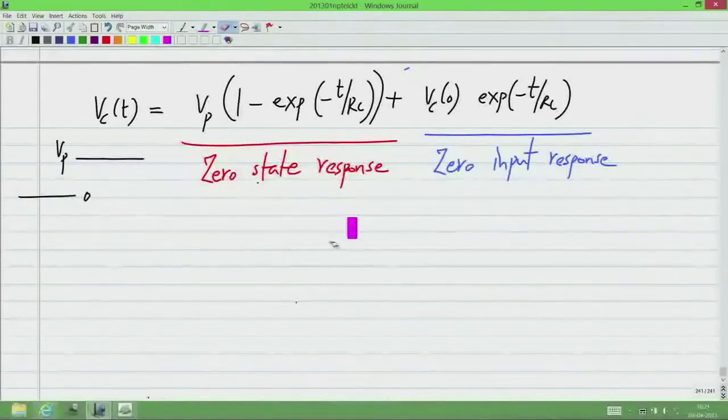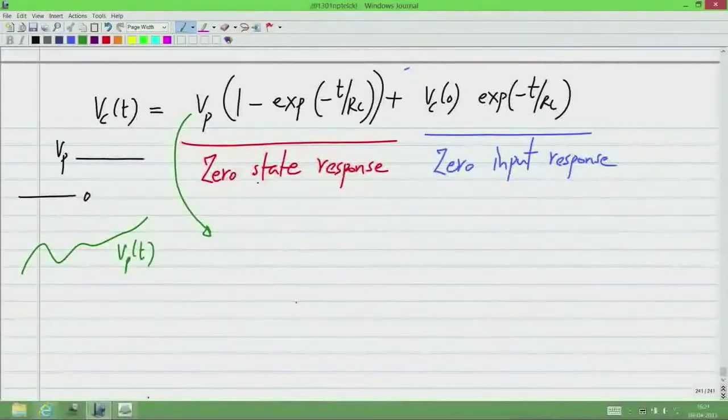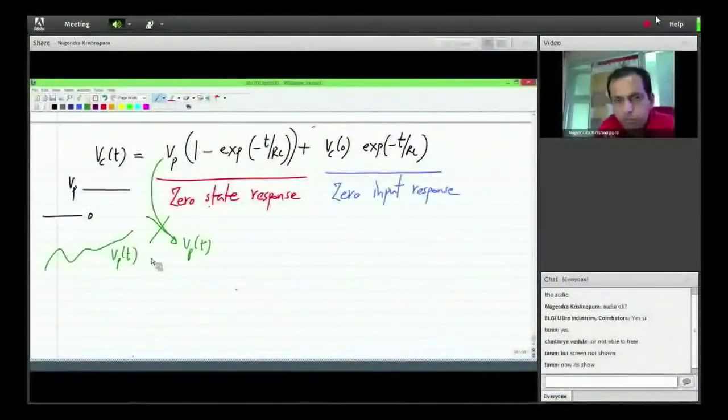What I am particularly warning against here is that if let's say Vp were doing something of this sort, okay, you should not substitute Vp of t in this expression. Okay, that is completely wrong. You will get some integral with Vp inside it. You can't simply substitute Vp of t. This is for a step of Vp. Okay.